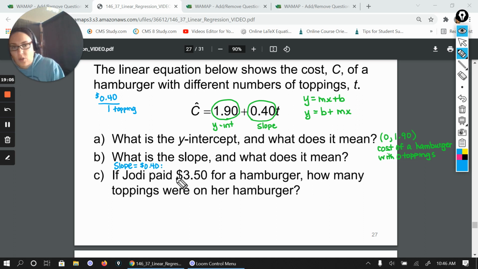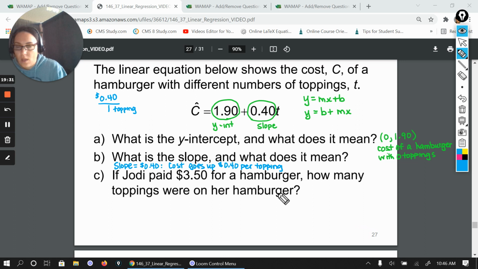But in terms of the cost of the entire hamburger, let's write this down. So the cost goes up 40 cents per topping.